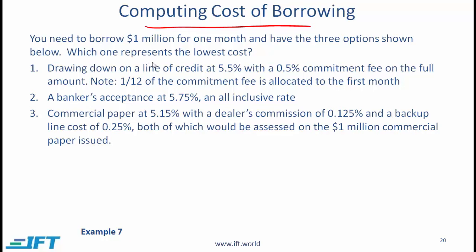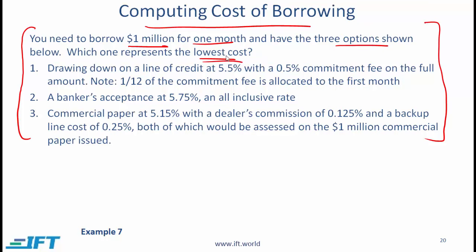Based on the examples in the curriculum and the questions at the back, I would say that you should know how to do this question. After doing this question, you should do example 7 in the curriculum, and then there is also a practice problem that is almost exactly the same. You need to borrow 1 million for 1 month, and there are 3 options which are shown below. Which one has the lowest cost? And hopefully this is obvious.